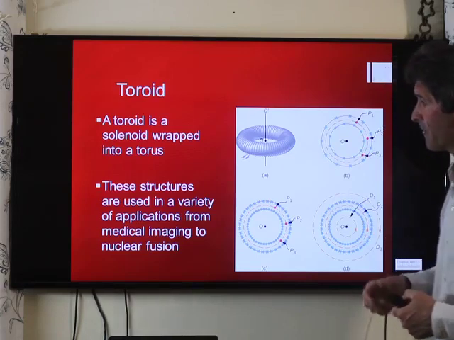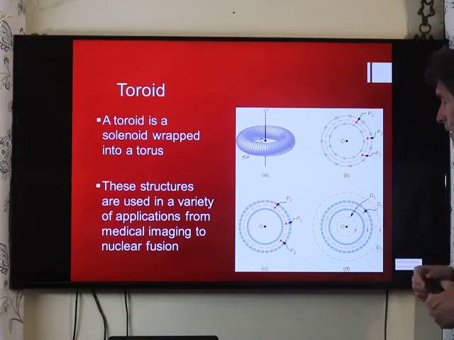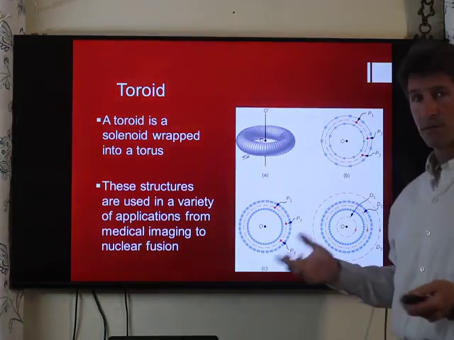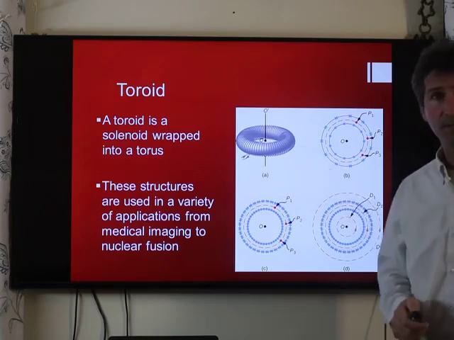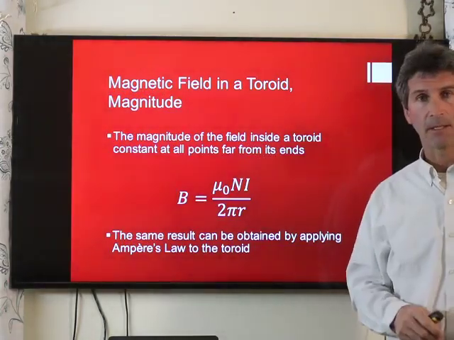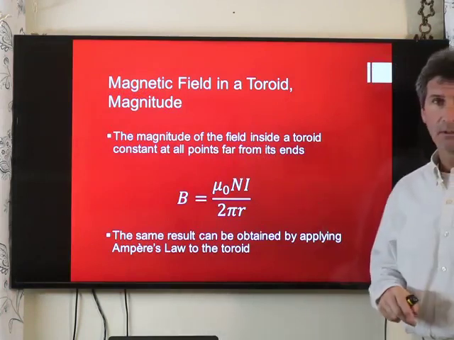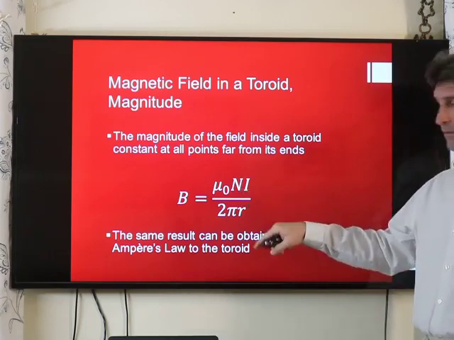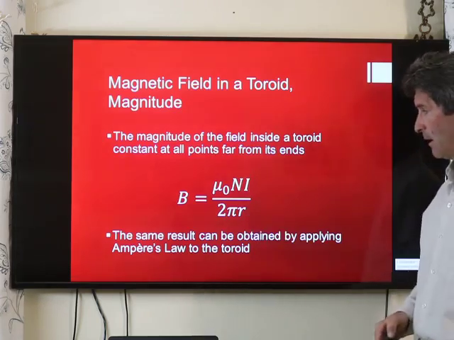And again, these structures are used for a variety of applications. Most of the time, because the magnetic field stays within the torus itself, these are used for inductors, and we'll talk about inductance in future chapters. But again, the magnetic field is greatest inside these coils, and we can actually, again, use Ampere's law to calculate that. We didn't do that here, but the magnetic field for a toroid goes by mu 0 N I over 2 pi R, where N is the number of coils, I is the current, and of course R is the radius of the toroid.